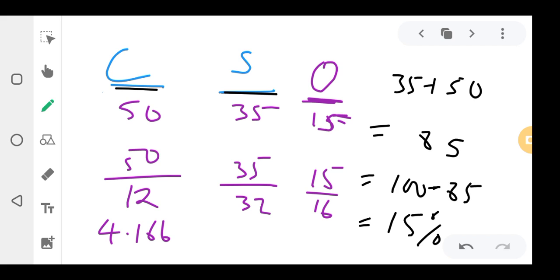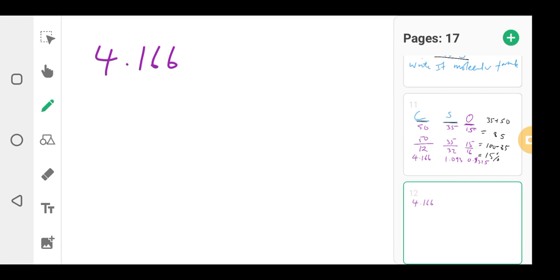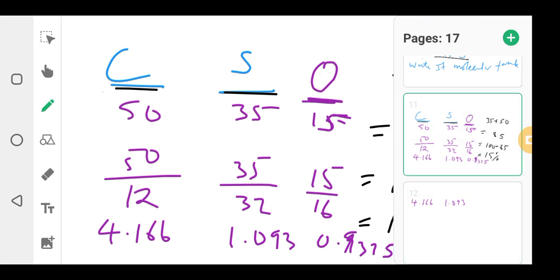50 divided by 12 is 4.166. Okay? 35 divided by 32 is 1.093. And then 15 divided by 16 is 0.9375. So those are the numbers that we have: 4.166, 1.093, and 0.9375.